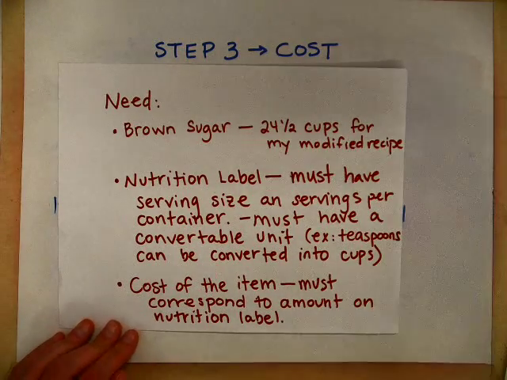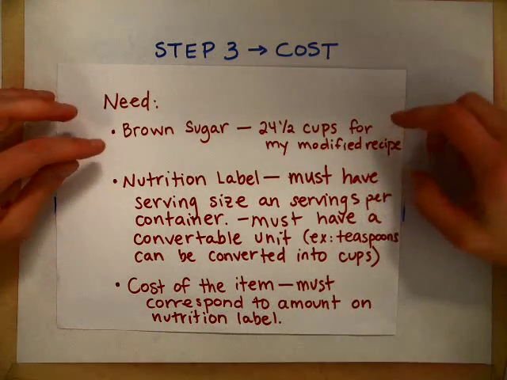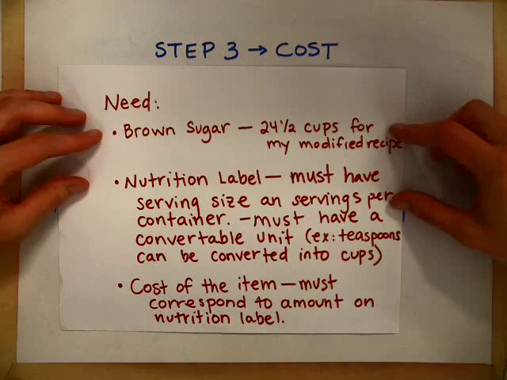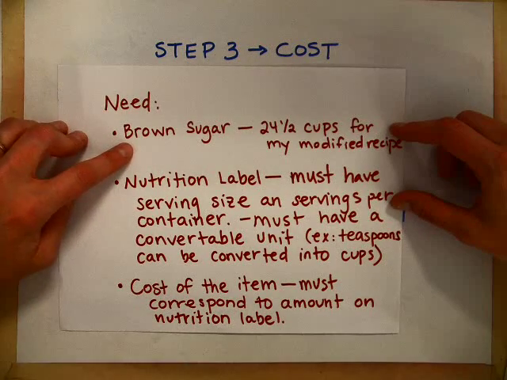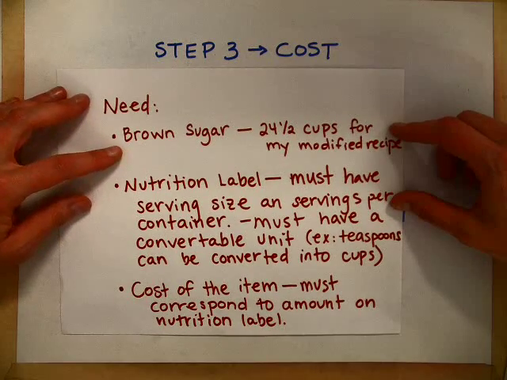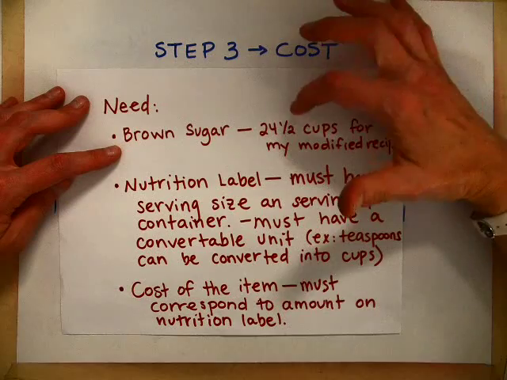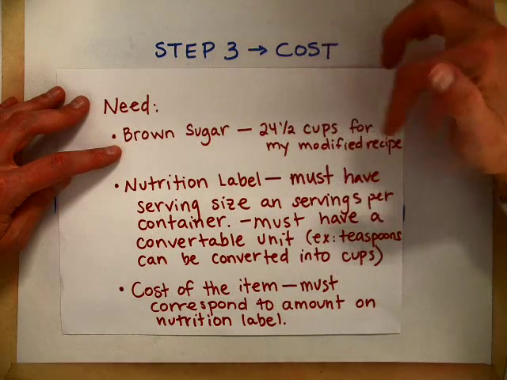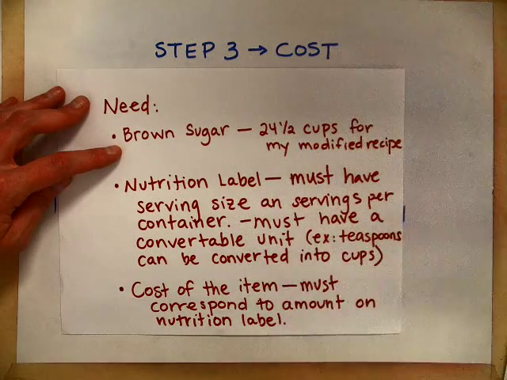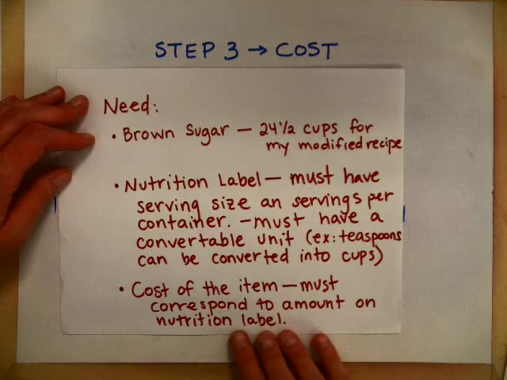So the first thing that you need is the amount of the ingredient that you need for your modified recipe. So I'm using the ingredient brown sugar, and I did step 1 and step 2 already, so I know that I need 24.5 cups of brown sugar for my modified recipe. So my modified recipe makes 56 servings. It's a lot of sugar.